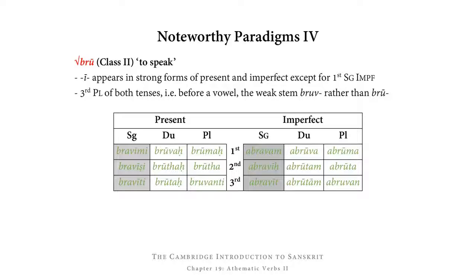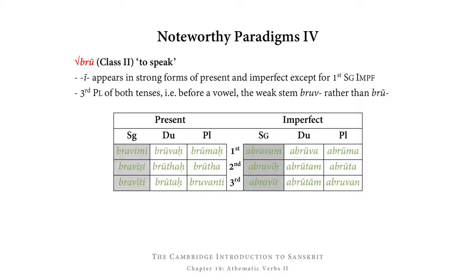So we don't get the i in the first singular, where we have the ending am. And in front of that ending which also begins with a vowel, we don't have the strong stem bro, but the pre-vocalic equivalent brav, so abravam, and then abravīḥ, abravīt. The weak stem is simply brū, and so, for example, in the present tense, in the dual, we have brūvaḥ, brūthaḥ, brūtaḥ. In the plural, brūmaḥ, brūtha.